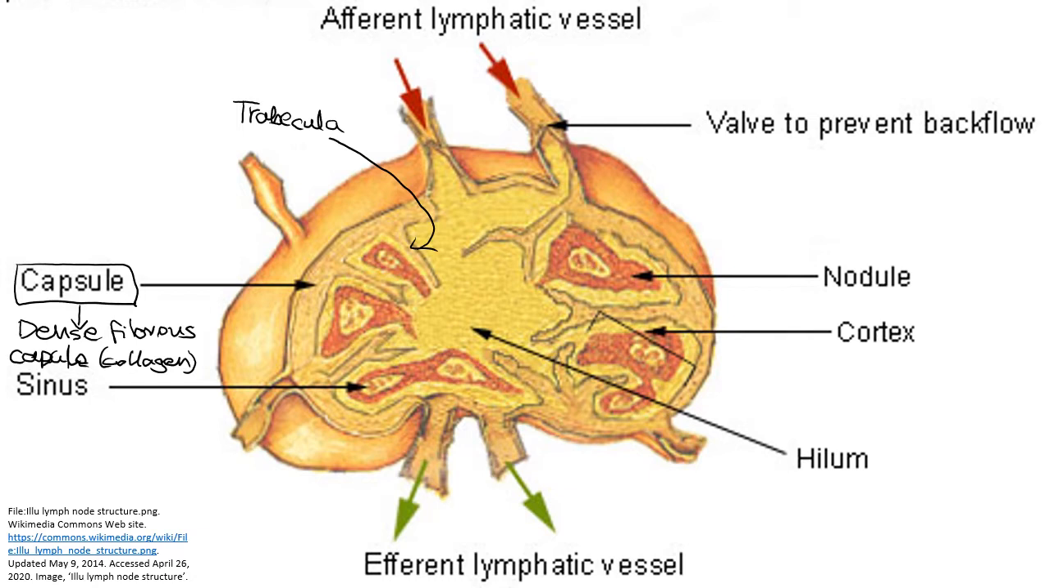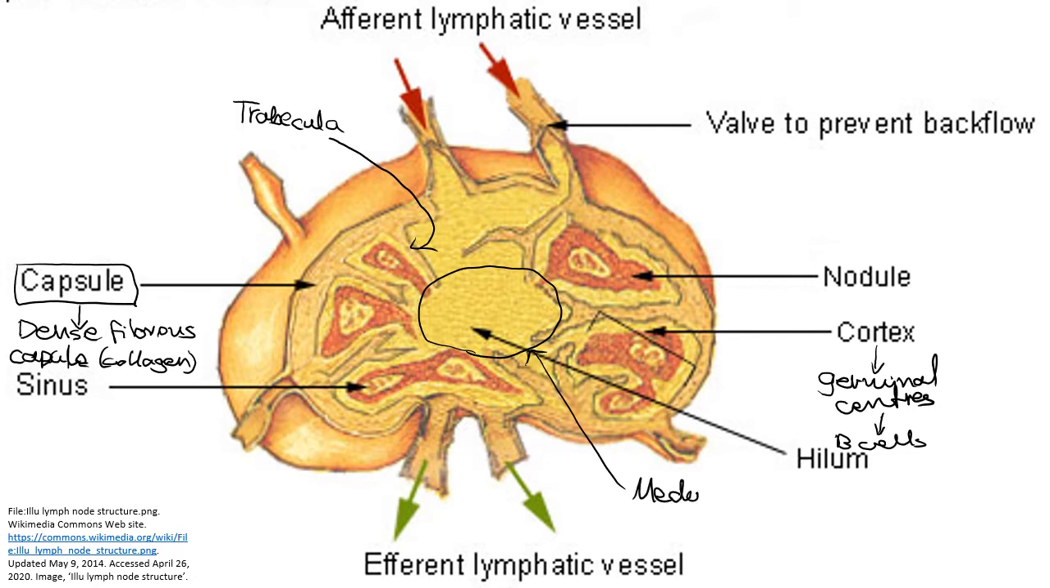So the cortex, to reiterate, contains densely packed follicles with the germinal centers, and I'll just write down here. So they contain the germinal centers, which contain the B cells, and the T cells are located in the deeper regions of the node. And the deeper regions, which are pretty much this area here, is defined as the medulla. So the medulla is where the T cells are present, or what we call the T cell area.